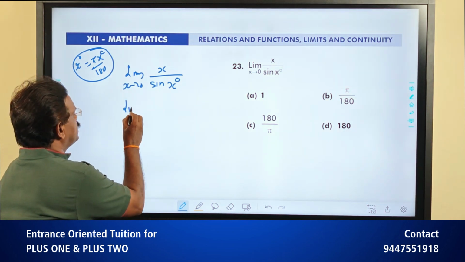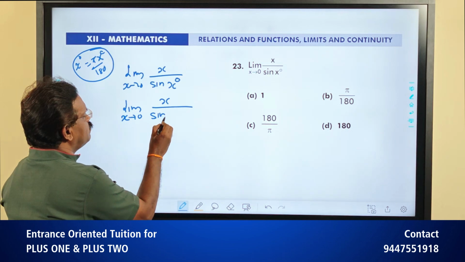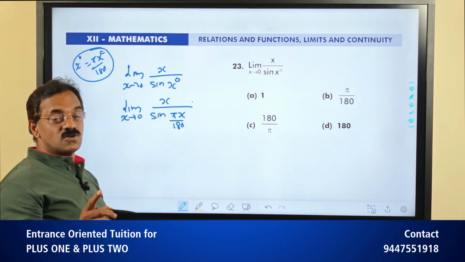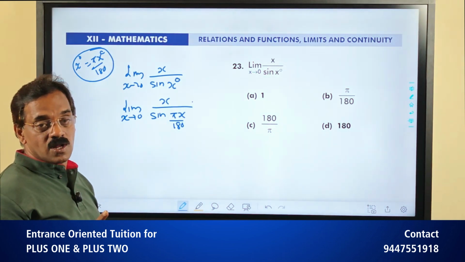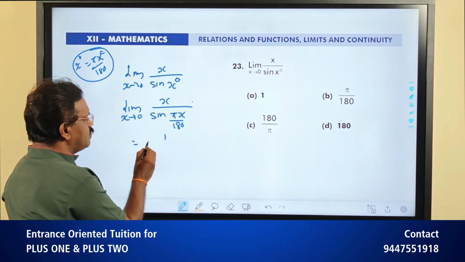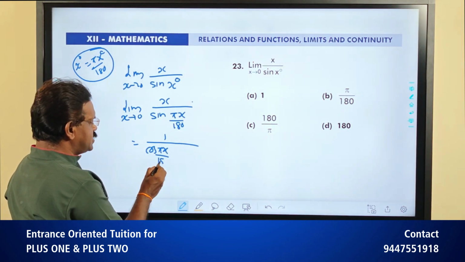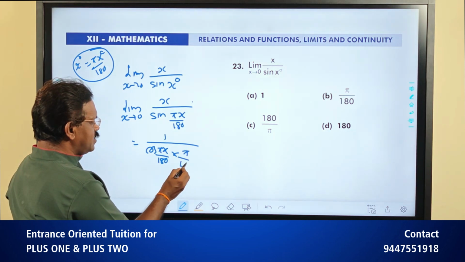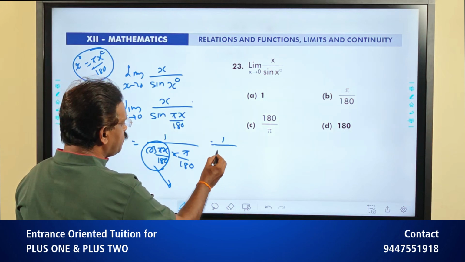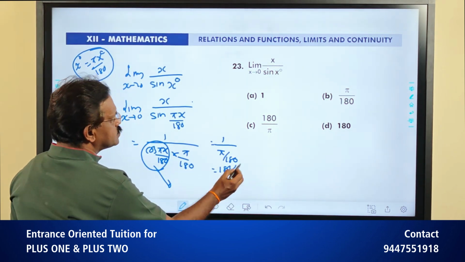സോ ദിസ് ബിക്കംസ് ലിമിറ്റ് x tends to 0, x by sin πx/180. അപ്പോൾ ഇത് 0/0 ഫോമാണ്. 0/0 ഫോം ആണെങ്കിൽ L'Hospital's rule അപ്ലൈ ചെയ്യുമ്പോൾ when you just differentiate, this becomes 1 by cos πx/180 into π/180. When you apply the limit, this becomes 1. So this becomes 1 by π/180, which is nothing but 180/π. And this is going to be the choice.